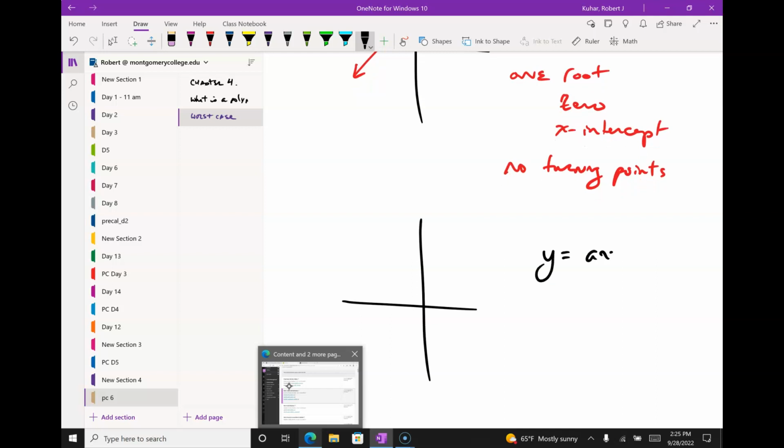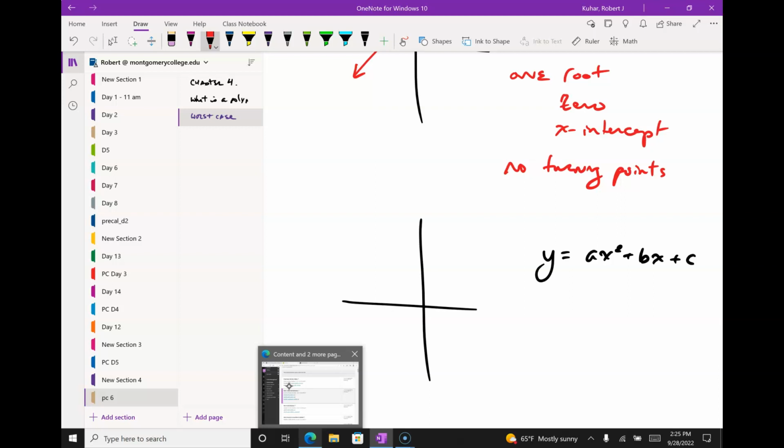Y equals ax squared plus bx plus c. What does it look like? What shape? The official name is a parabola, but what does it look like? A smiley face or a frowny face, right? When a is positive. Jorge, did you say that? Yeah, like a U, or an upside down U, right?